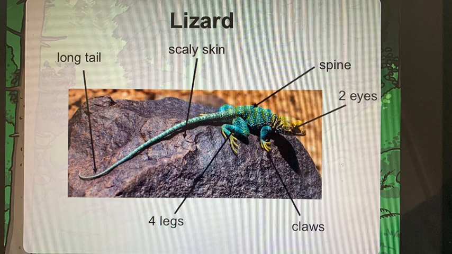Here we have a lizard. Oh, look, it's so beautiful, beautiful colours. So some of the body parts for a lizard: it also has a spine. It has a really long tail. A lizard has 2 eyes, also has claws, has 4 legs. But a lizard has scaly skin, so it's got lots of scales on its skin.